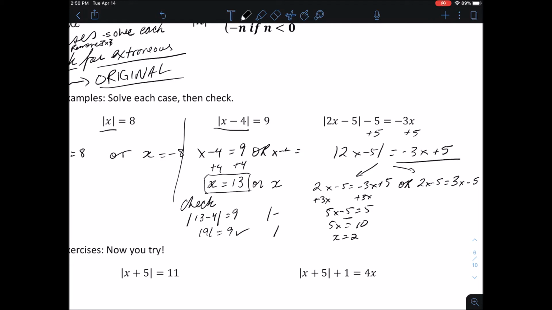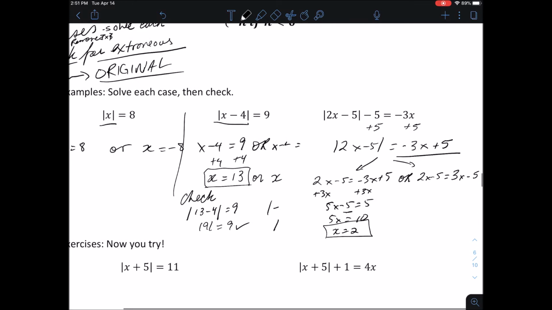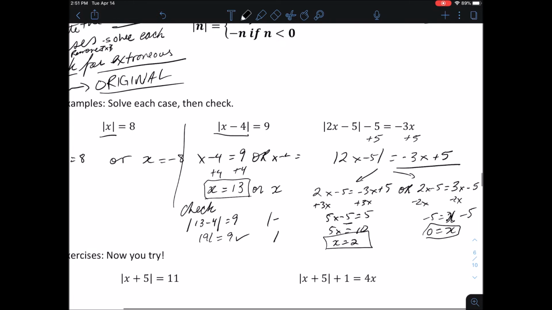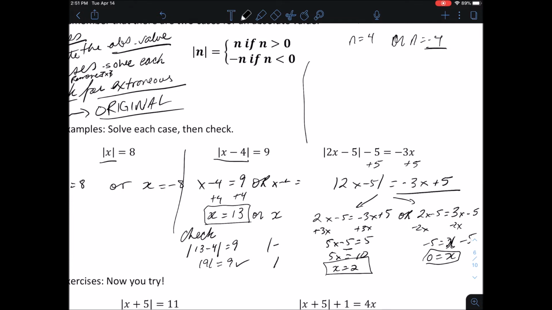5x minus 5 is 5. Add the 5 over, this one I mean, it's 10, and x is 2. So there's one of my answers, which I'm going to check. And over here, I might move this 2x over by subtraction. So I'm just going to get 1x minus 5. And x is 0 is my other answer.